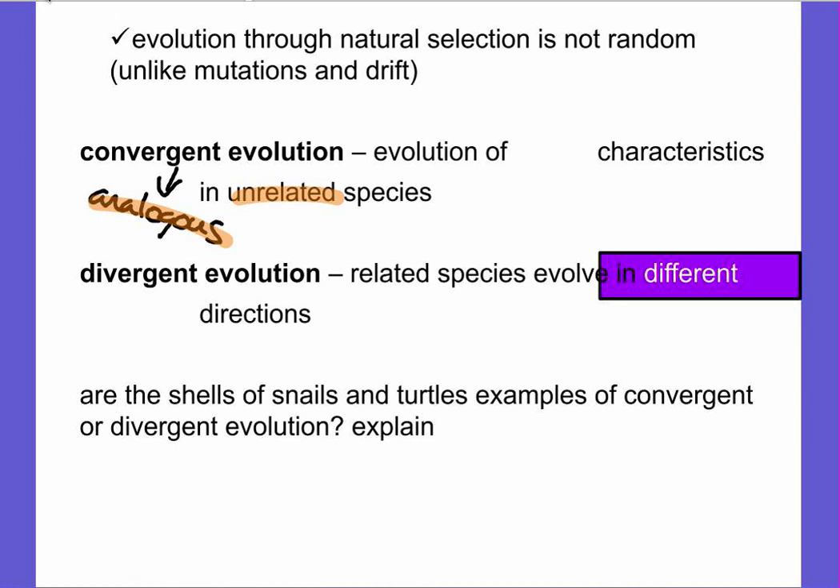So if it's not analogous, what was the other word? Homologous. So this time, divergent, homologous, they are related. They end up different, but that doesn't actually mean that they're not related. It just means that they've evolved in different ways to different environments. Versus that convergent, where they're unrelated and they're analogous. This one, they're related, they're homologous.